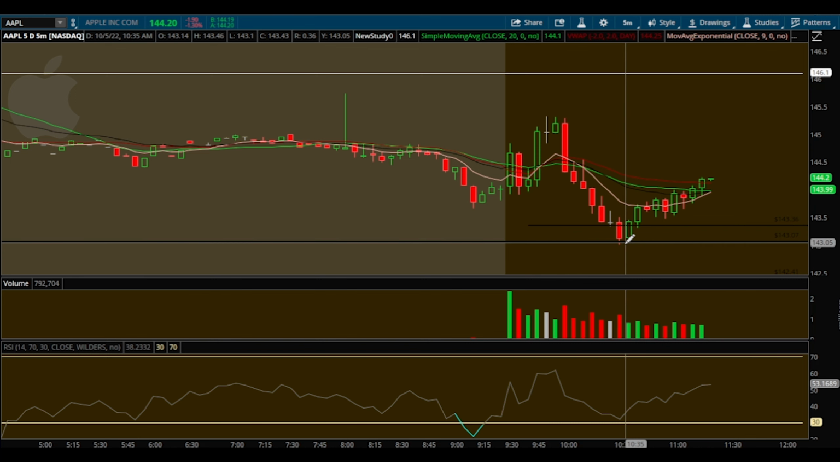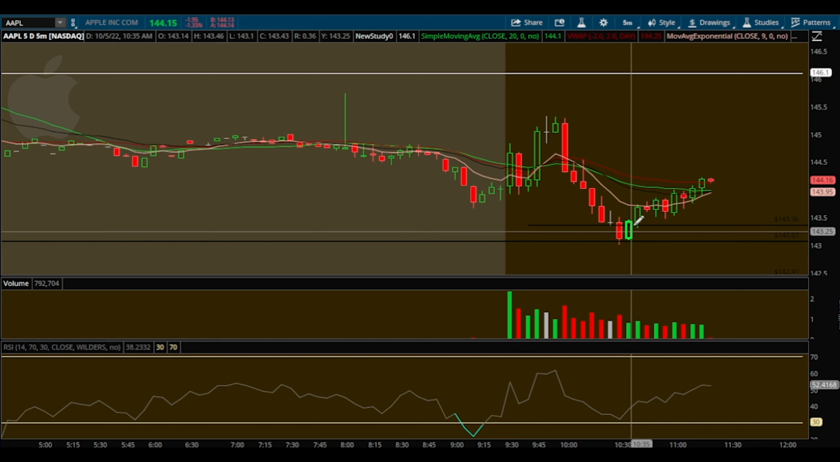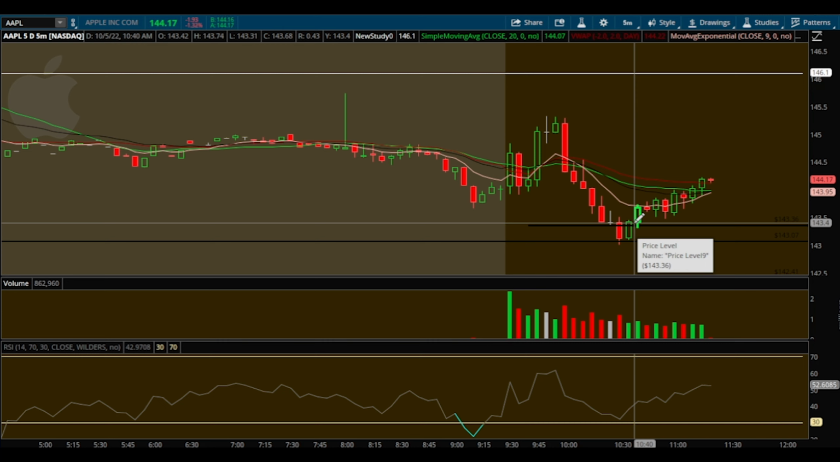I took it right at this 143 area. I actually waited until we touched. I got in, I think 139 was my fill on the options. I believe it was. I used the 144 calls, this week's expiration. Had a nice push up. I just scalped it. I was in and out. The market had been showing weakness, so I was expecting not to get quite the return I would on a normal day. It was having a nice pullback.